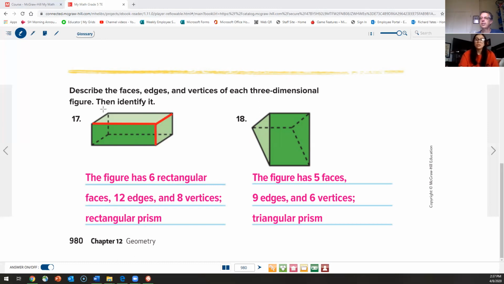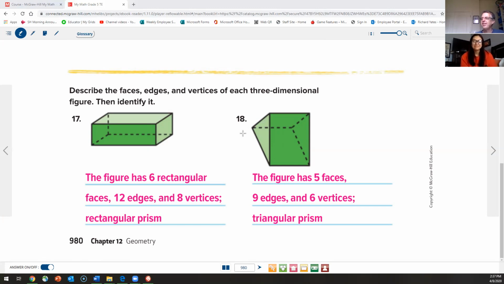And they wanted you to find all 3 of those for each 3-dimensional figure, and then they wanted you guys to identify each figure. So for number 17, they said that the figure has 6 rectangular faces, 12 edges, and 8 vertices. And then they identified it as a rectangular prism. And just be mindful of your guys' spelling right here. And if you guys misspelled it, that's totally fine. Just go ahead and fix that and then just write down what kind of error that was.